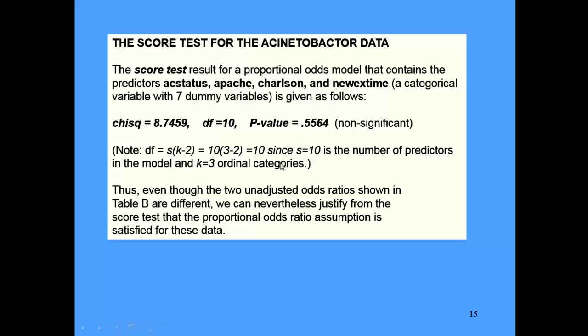Highly non-significant. The null hypothesis is that the proportional odds assumption is satisfied. This says you don't have evidence to reject the null hypothesis. So if you do the score test and it's non-significant, you have support for doing ordinal logistic regression using this model. And that's what this says, okay? So even though the two unadjusted odds ratios shown in the table that I originally showed you are different, we can nevertheless justify from the score test that the proportional odds assumption is satisfied for these data if you want to control for these other variables. Okay, that's what I've done so far.